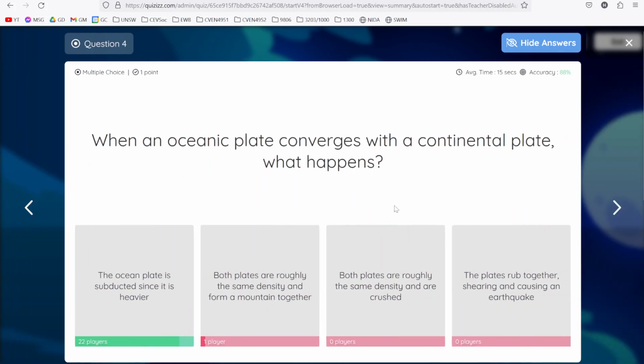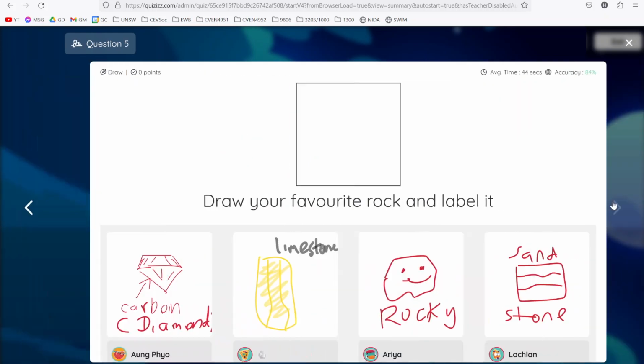Okay, so when your oceanic plate converges with continental plate, the oceanic plate is subducted, right? That happens 100% of the time. This second case is when you have continental plate to continental plate interaction. This third one is kind of bullshit. This fourth one is the shearing one. So just different plate interactions.